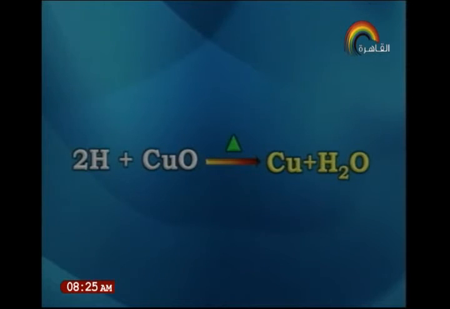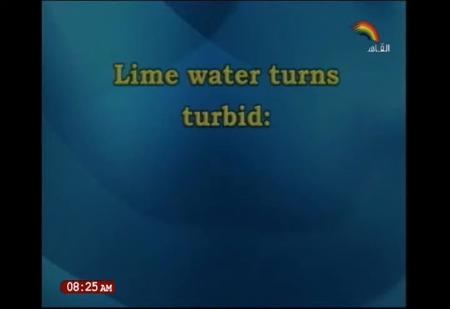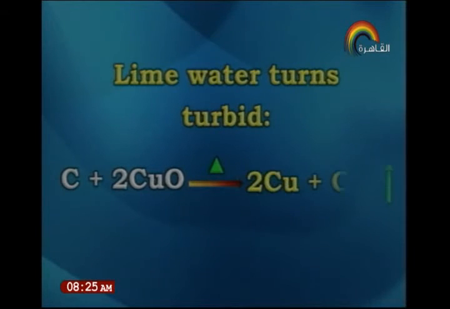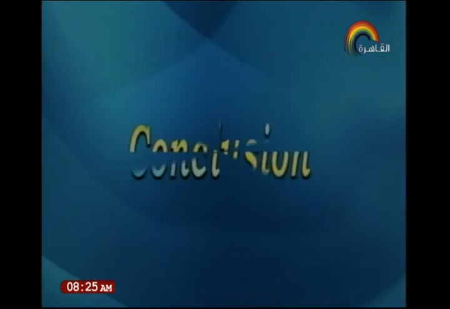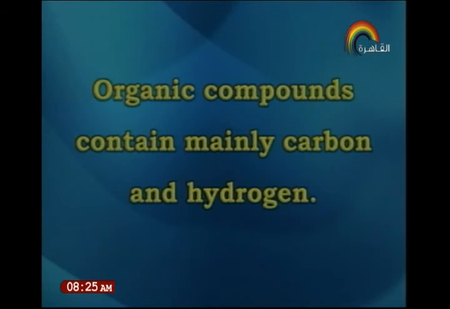As the equation shows on the screen, 2H plus CuO by heating gives Cu plus H2O. And the lime water turns turbid due to formation of calcium carbonate, as the equation shows: carbon plus 2CuO by heating gives 2Cu plus carbon dioxide gas, which reacts with the lime water giving the white precipitate of calcium carbonate that turns it turbid. Here is the conclusion. The organic compounds contain mainly carbon and hydrogen.